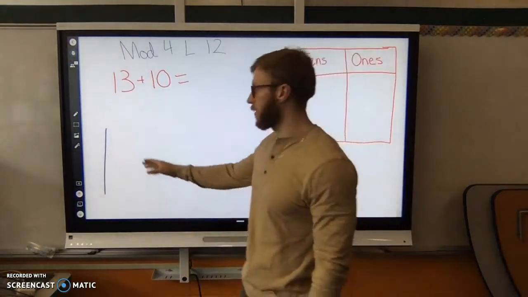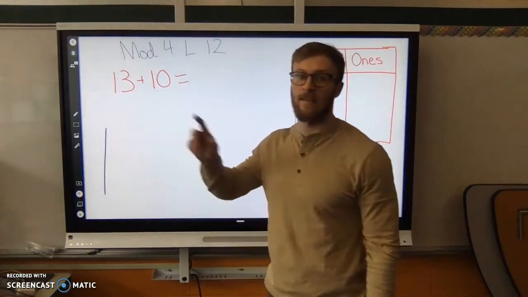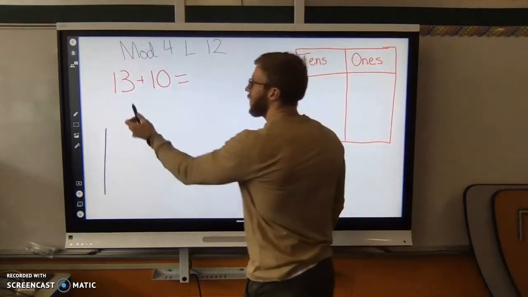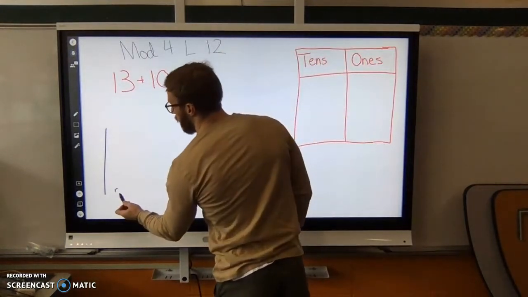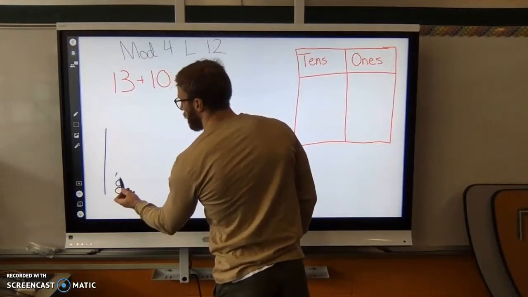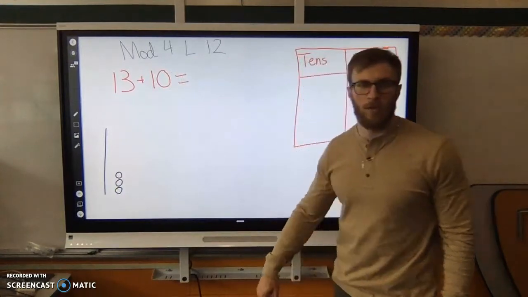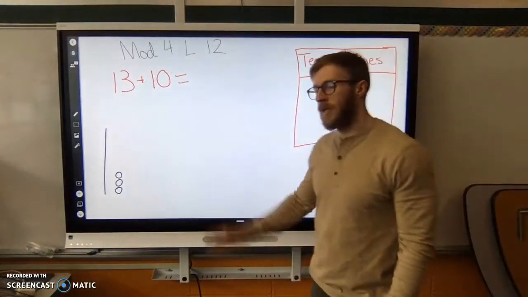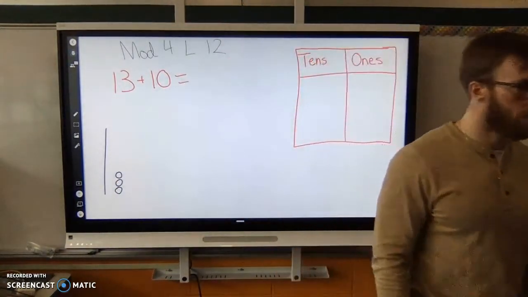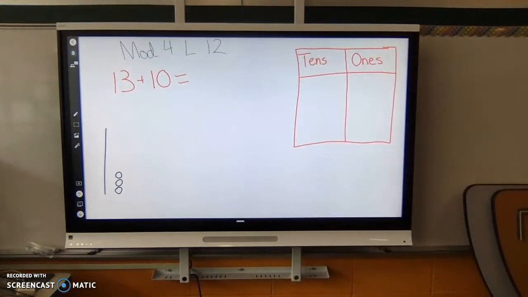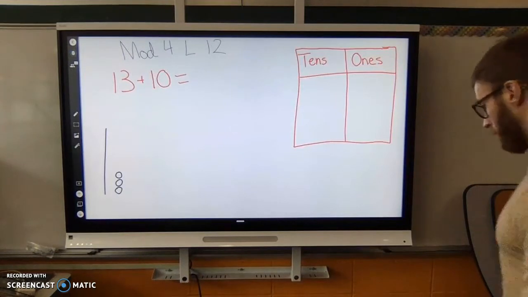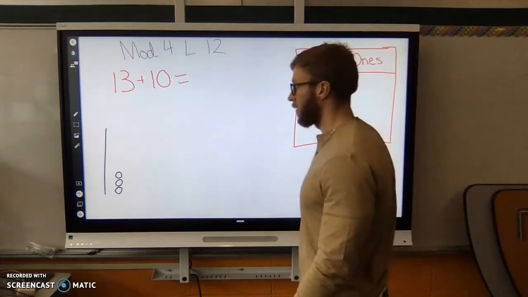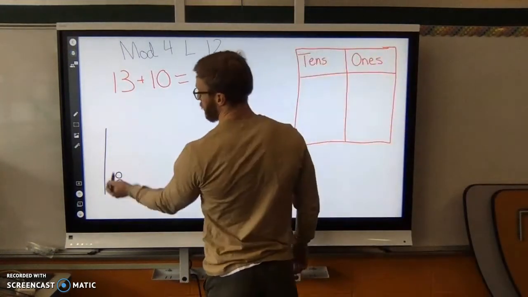Okay, remember, this isn't a 1. This is a ten stick for our drawings. Then I have 3 ones, so I'm going to draw my ones as circles. And I'm going to draw 3 of them. Go ahead and make sure your picture looks like that. All right. So I have my 13 drawn in picture form.